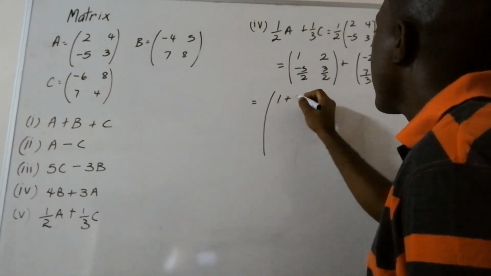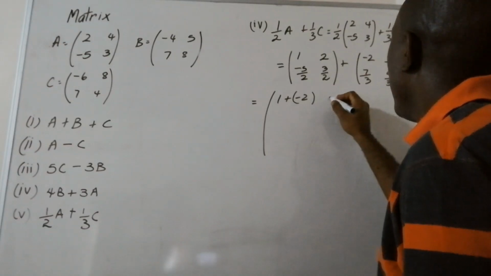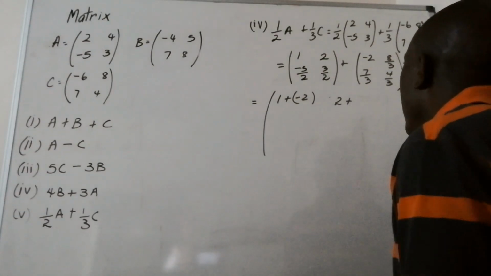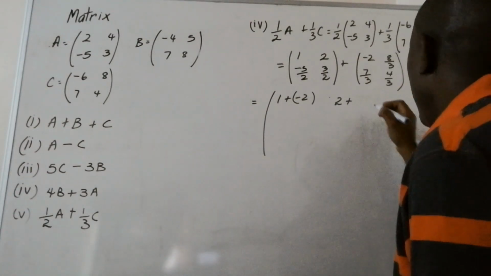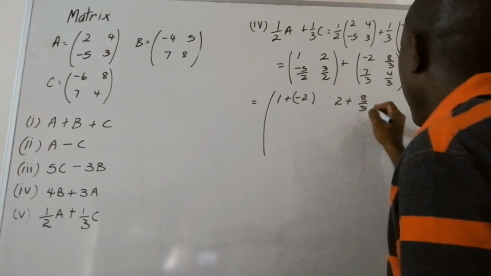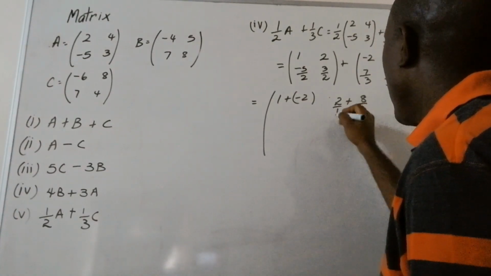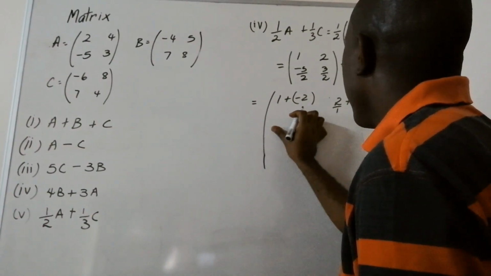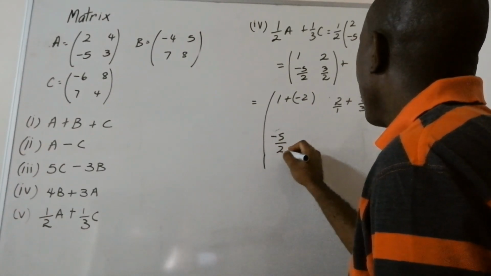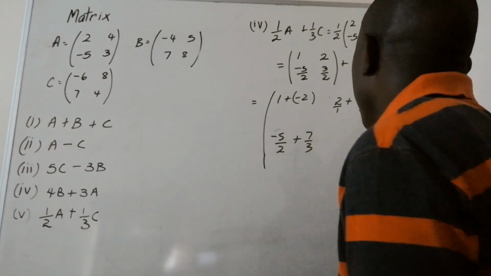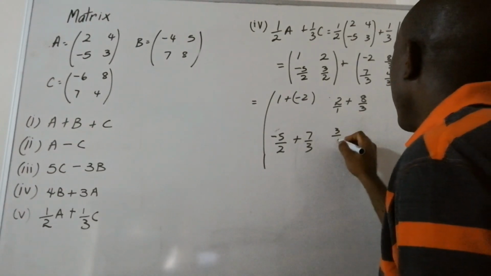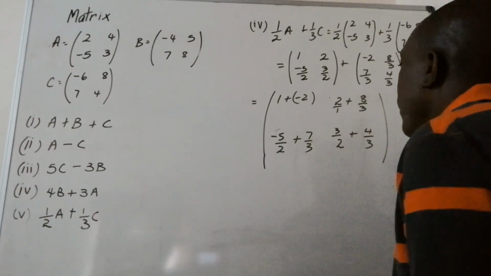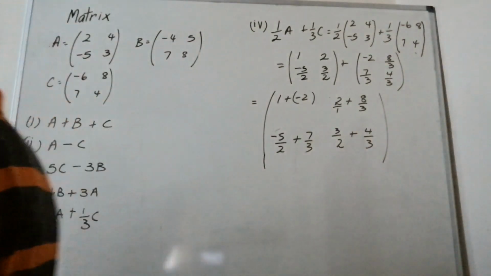So 1 plus minus 2. 2 plus, alright, what we do? 2 plus 8 over 3. Let's put the 2 over 1 there. And then minus 5 over 2 plus 7 over 3. And 3 over 2 plus 4 over 3. Now we can go ahead and add.